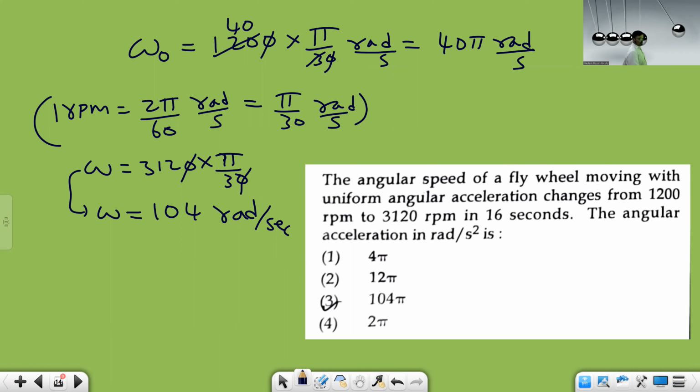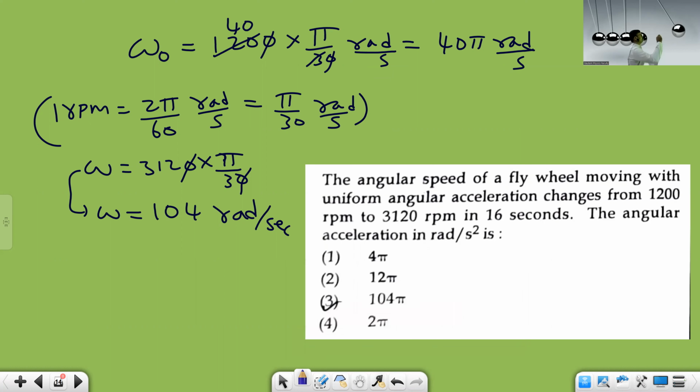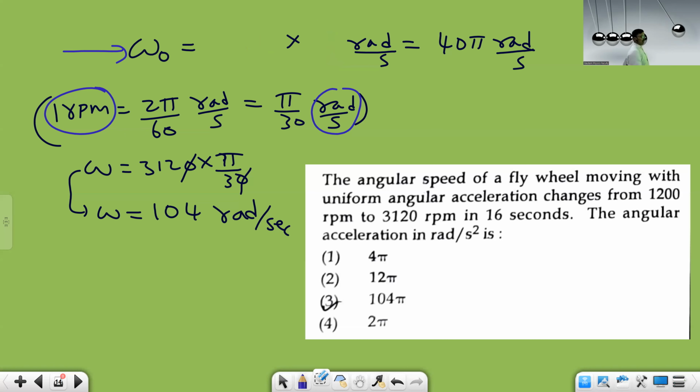The main point, what I have already written here, if you observe, is nothing but RPM conversion to radian per second, because angular speed omega naught, we have to make it into radian per second. Initially, what value have they mentioned here? First, they mentioned 1200 RPM. So I have written it as 1200 into pi by 30. It becomes radian per second.